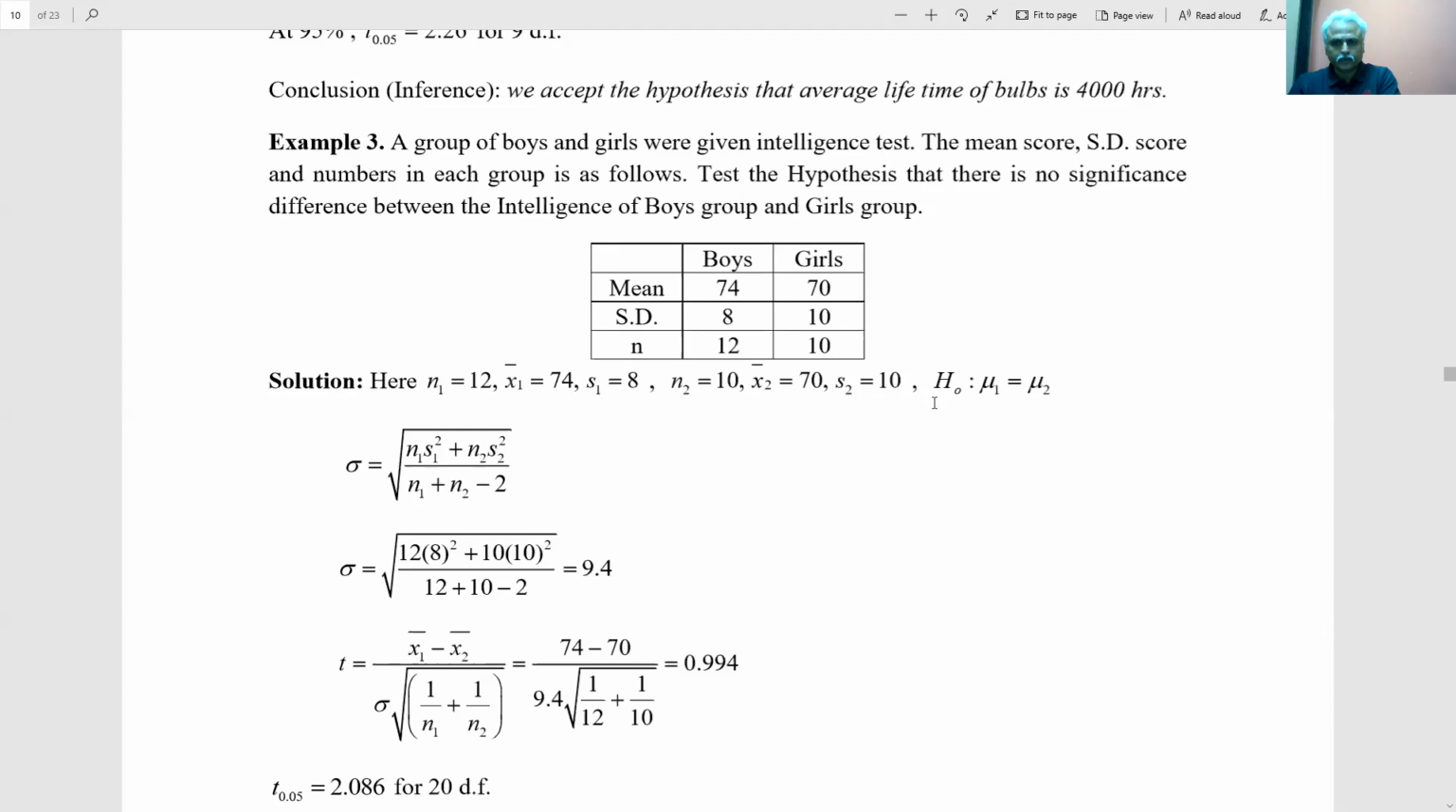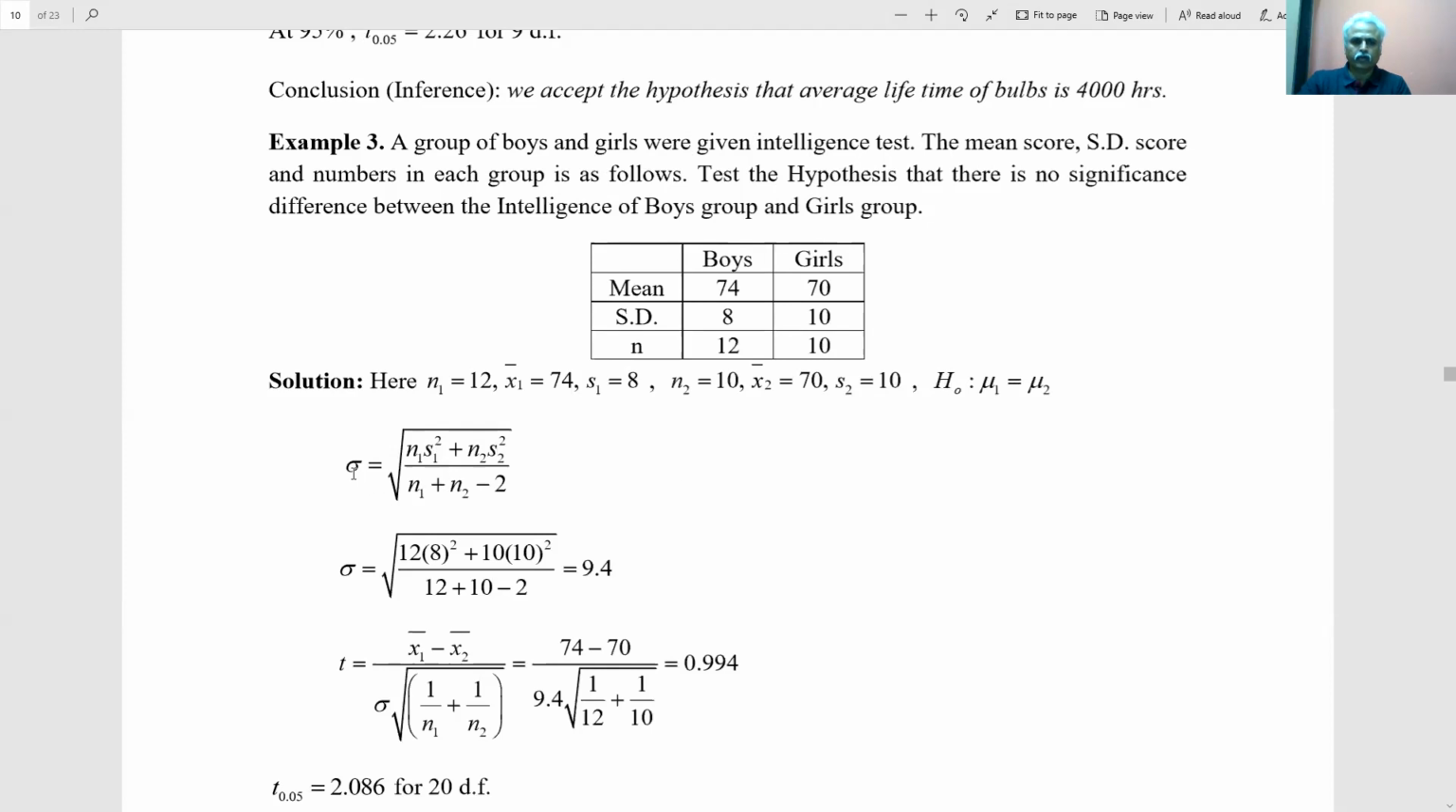So here the hypothesis is there is no significant difference between the intelligence levels. Please do write a sentence also which I am telling you. Mu1 equal to mu2 means the group of boys and group of girls have got the same level of intelligence. Or you can write H0: the intelligence level is the same for boys and girls. In brief notation, H0, the null hypothesis, is mu1 equal to mu2. H1, the alternate hypothesis, is mu1 not equal to mu2.